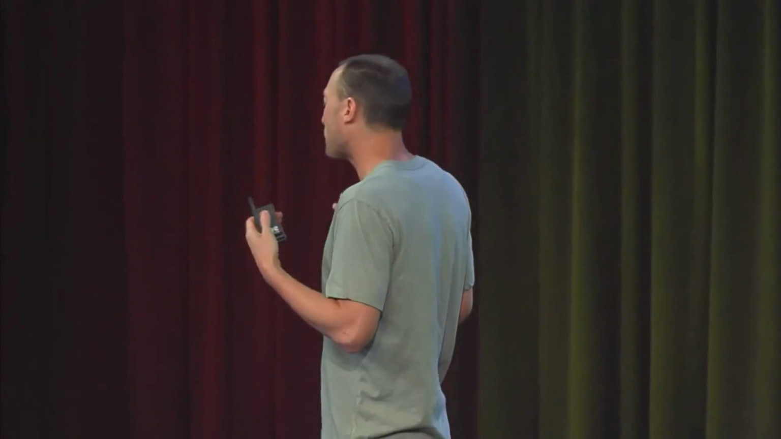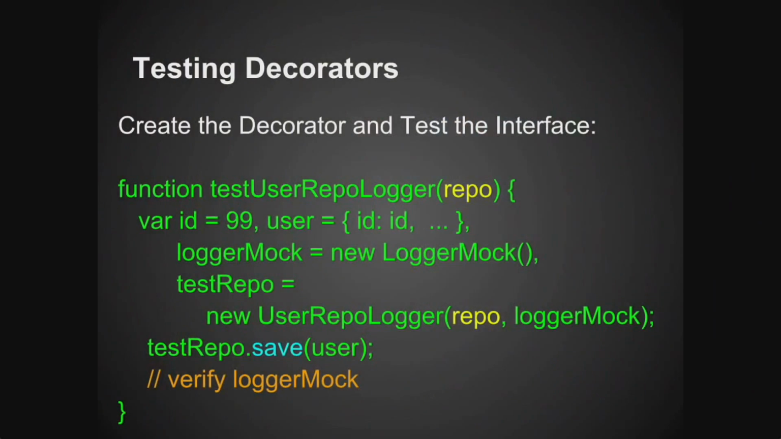So just a quick note on tests here. There's a couple ways to test decorators. One is you mock out the part that's doing the decorating. Then you just call your save method on that object, and then you verify your mocked out object.